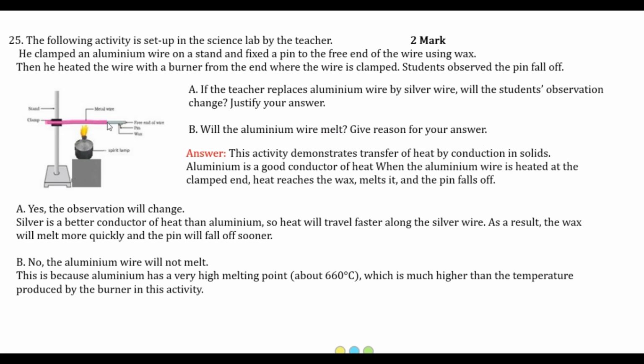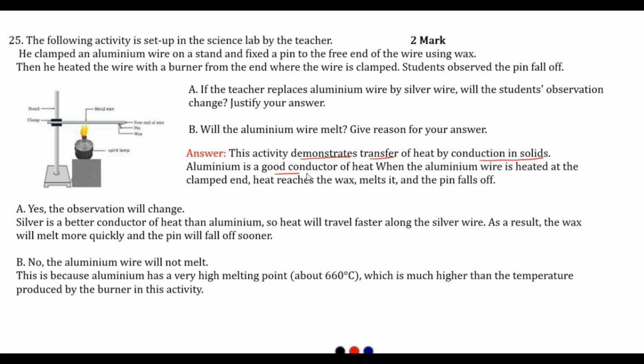Means this is the aluminium wire. Here we are heating. Because of the heating, will this aluminium wire melt or not? If it melts or if it does not melt, you have to give the reason for your answer. So we will see the answer for this question. So the answer is, this activity demonstrates transfer of heat by conduction in solids. So this activity is done to explain that solids conduct heat, that we have to explain.